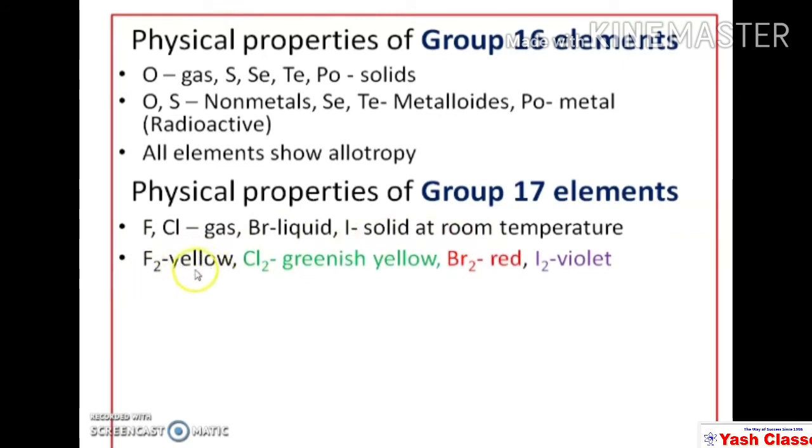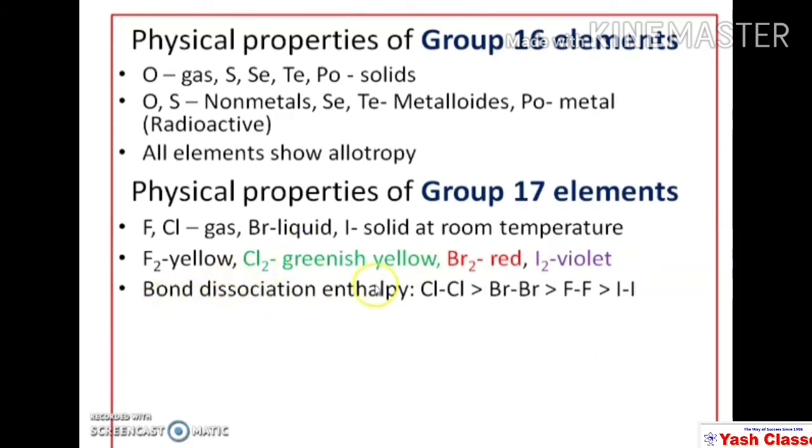Then about the color: fluorine is a yellow gas, chlorine is a greenish yellow gas, bromine is a reddish brown liquid and iodine is a violet or bluish solid. So this is about the color.